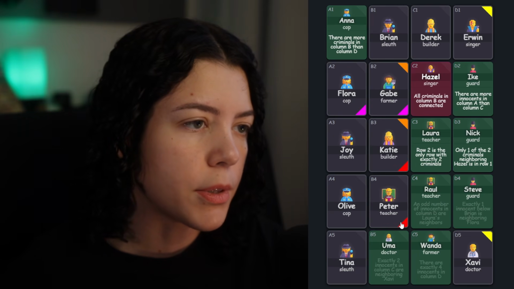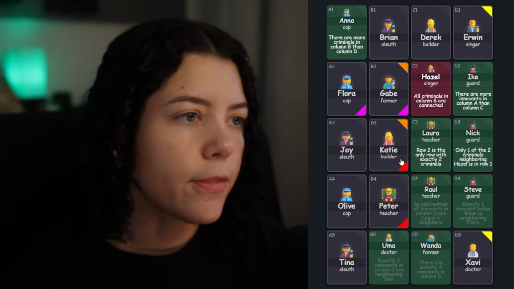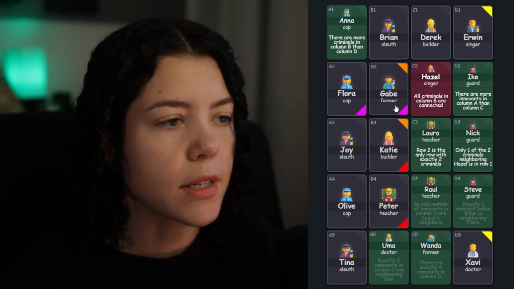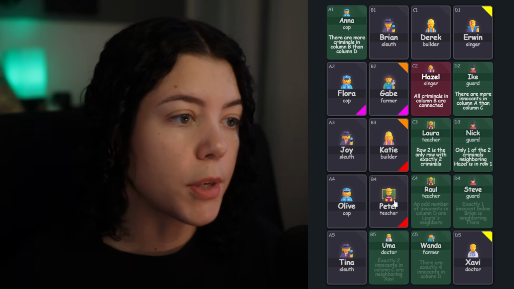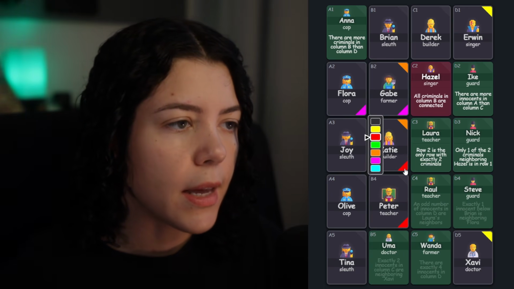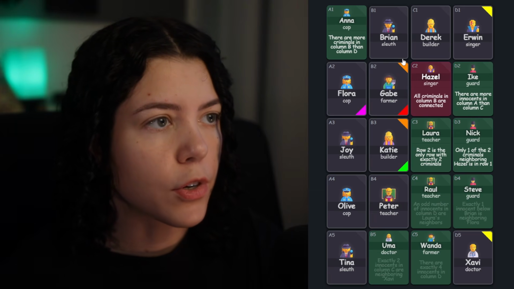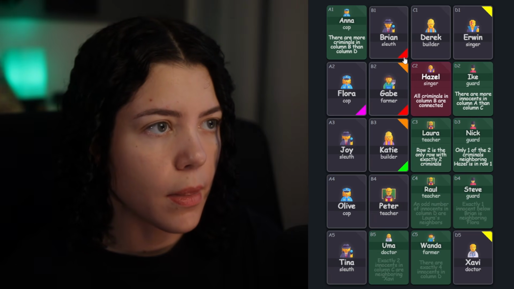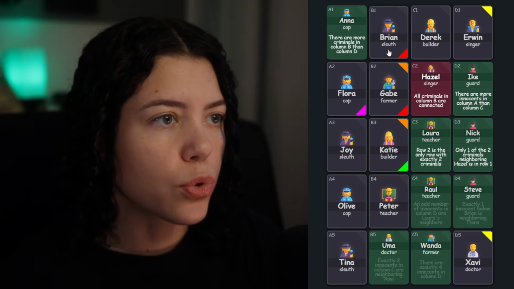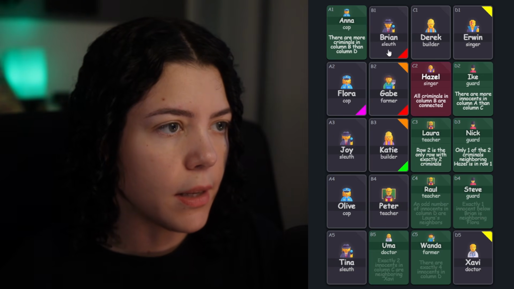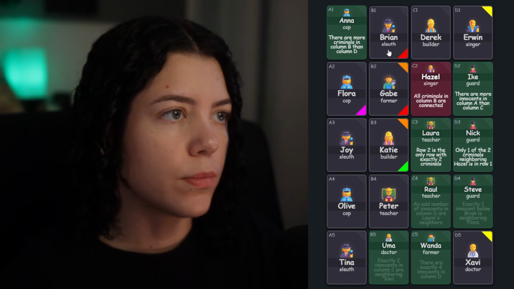So what happens here? If Katie is a criminal, Gabe is for sure an innocent, and Peter would have to for sure be a criminal. If Katie is an innocent, Gabe would for sure be a criminal, which would force Brian to be a criminal. So there's only 2 criminals in column B. We know that now for sure.